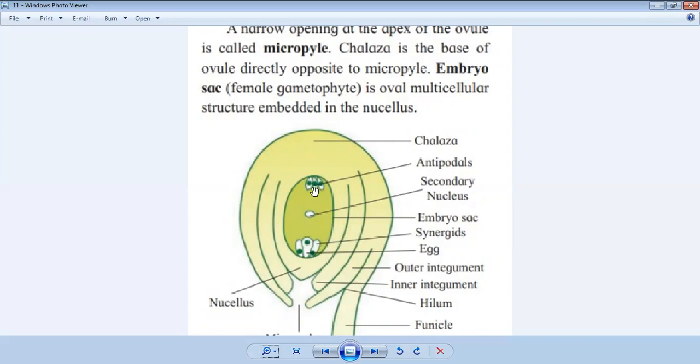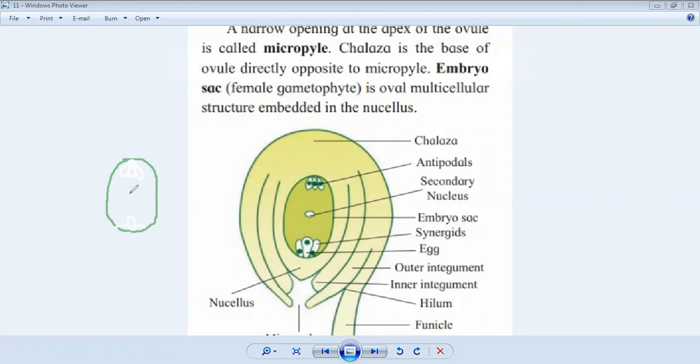How is it 8-nucleate? We can see here that it is an 8-nucleate structure. In this embryo sac, the oval-shaped structure, there is a presence of three cells at the upper side, which are called the antipodal cells. Then three cells at the lower side are part of the egg apparatus.